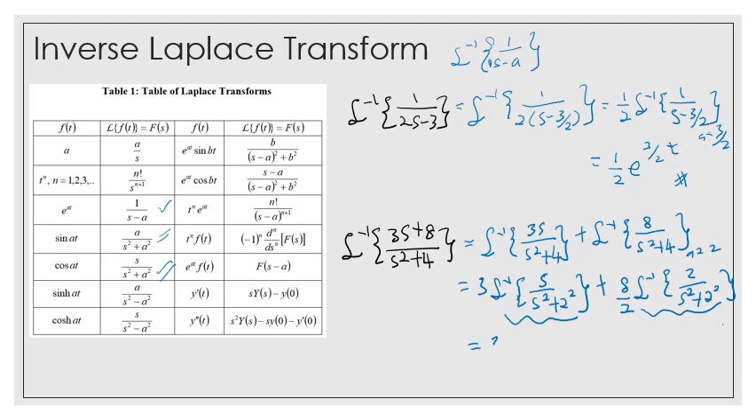So when we want to find the inverse, s over s squared plus 2 squared is equal to cos 2t, plus 8 over 2 equal to 4, times the inverse Laplace of 2 over s squared plus a squared, which is equal to sine 2t.